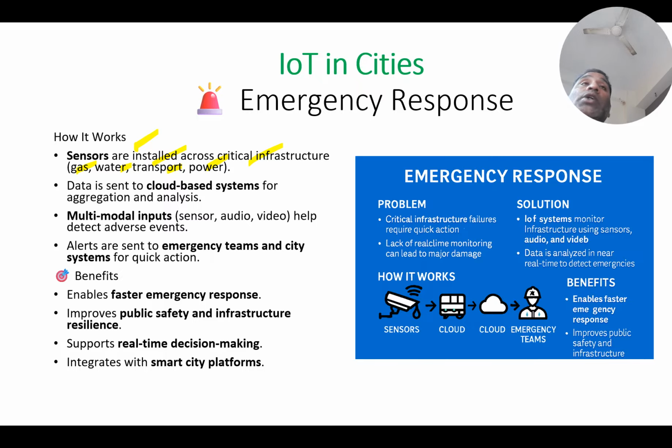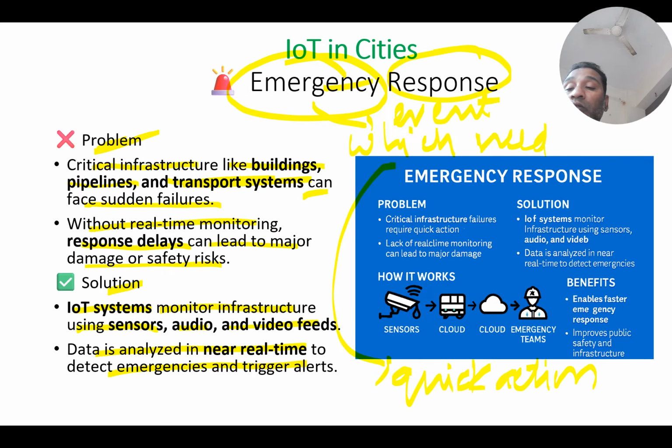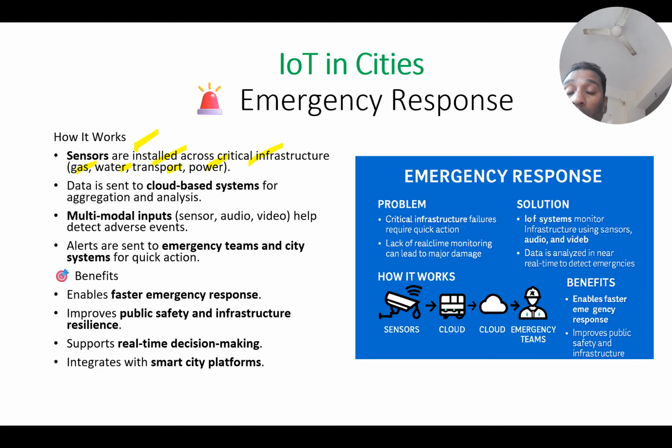Now, suppose there is a breakage in a pipeline. See here also there is one pipeline. When there is a breakage in a pipeline on the roadside, the road will be blocked, and there is also wastage of water. So I get the data immediately, which is sent to the cloud-based system for aggregation and analysis. We have multiple inputs which help to detect the adverse effects. Alerts are sent to the emergency teams and systems for quick action.